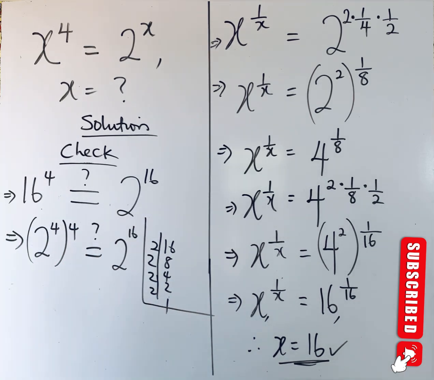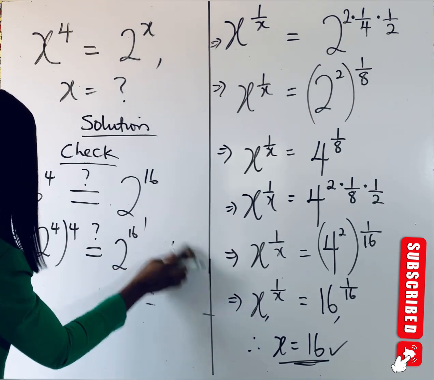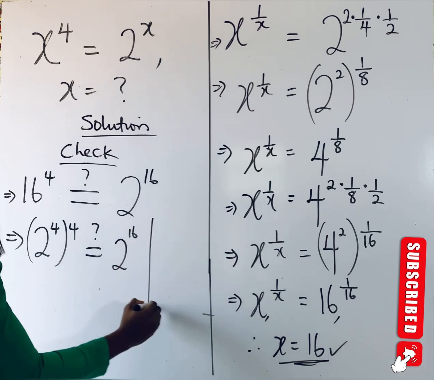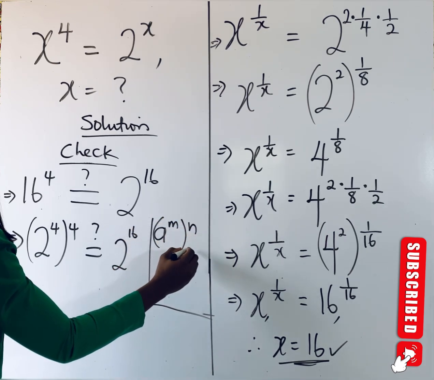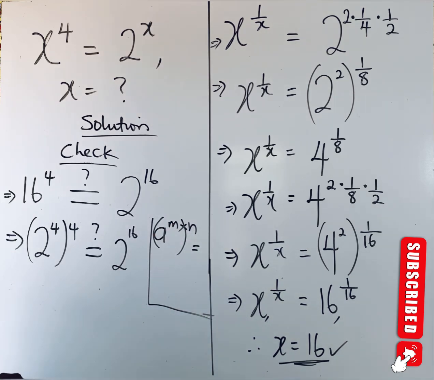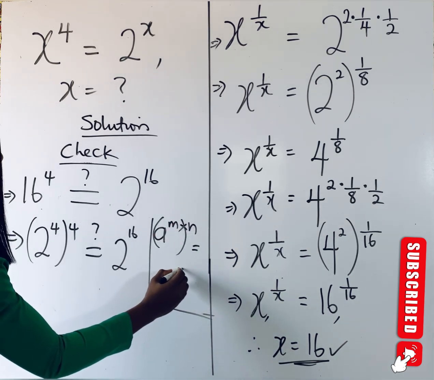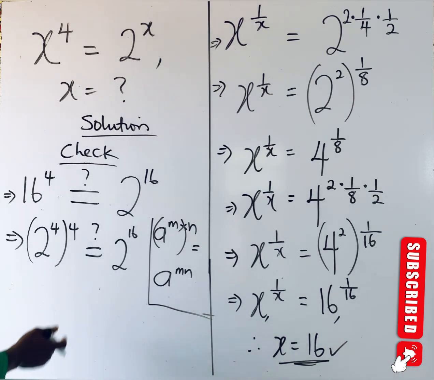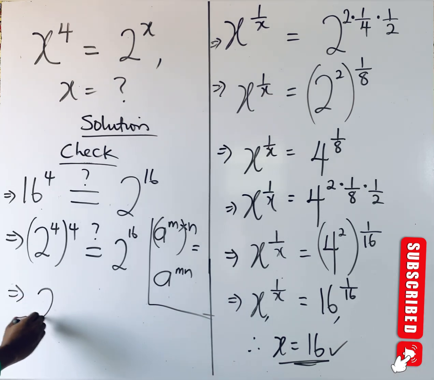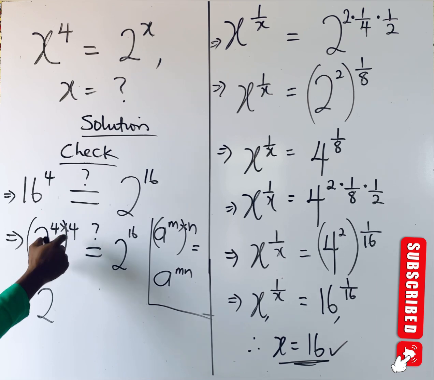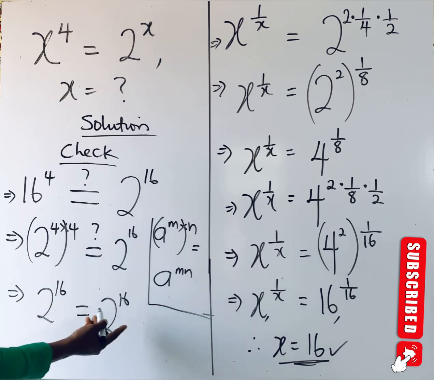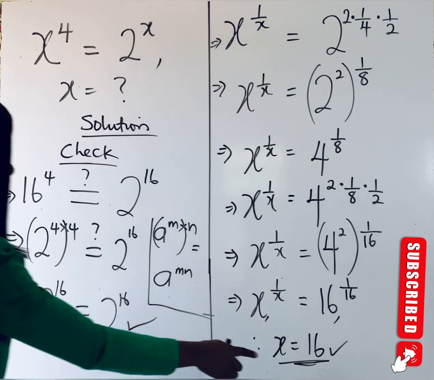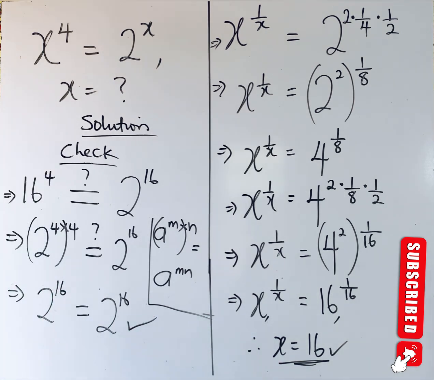Let's see. Just remember that whenever you have a raised to the power of m and then raised to the power of n, it is the same as multiplying the powers. So we are going to have a raised to the power of mn. Now apply it here. We're going to have 2, and multiply the powers: 4 times 4 gives you 16. And that is the same as 2 to the power of 16. So it means that the value of x being 16 is correct.